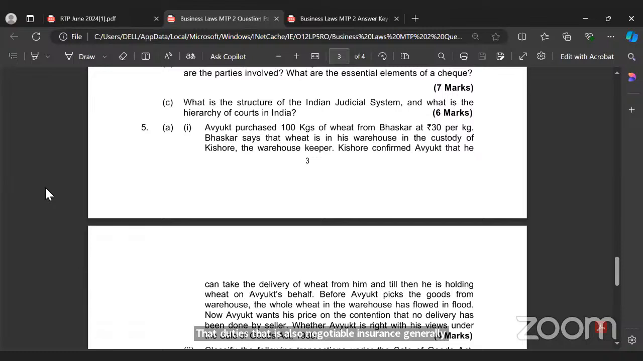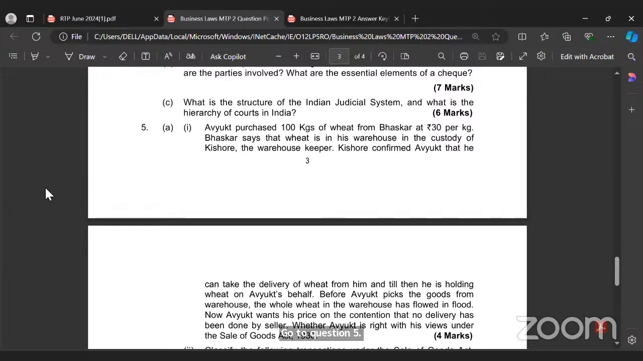Next one. C. What is the structure of the Indian judicial system and what is the hierarchy of courts in India? 6 marks. So remember, 6 marks are pakka. One from the judicial system, one from LLP. So 12 marks, you know. 7 marks we have seen from Negotiable Instruments Act. We'll see how much more comes from negotiable later on. Understand?